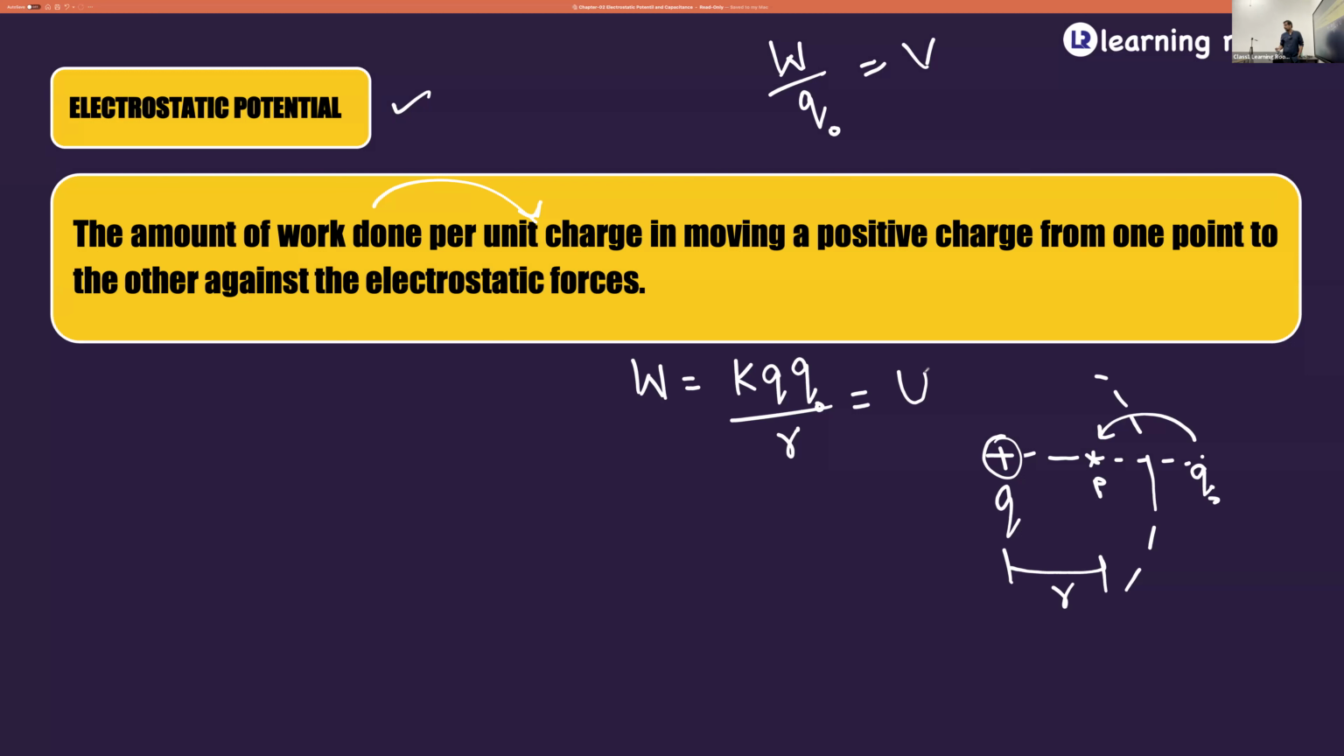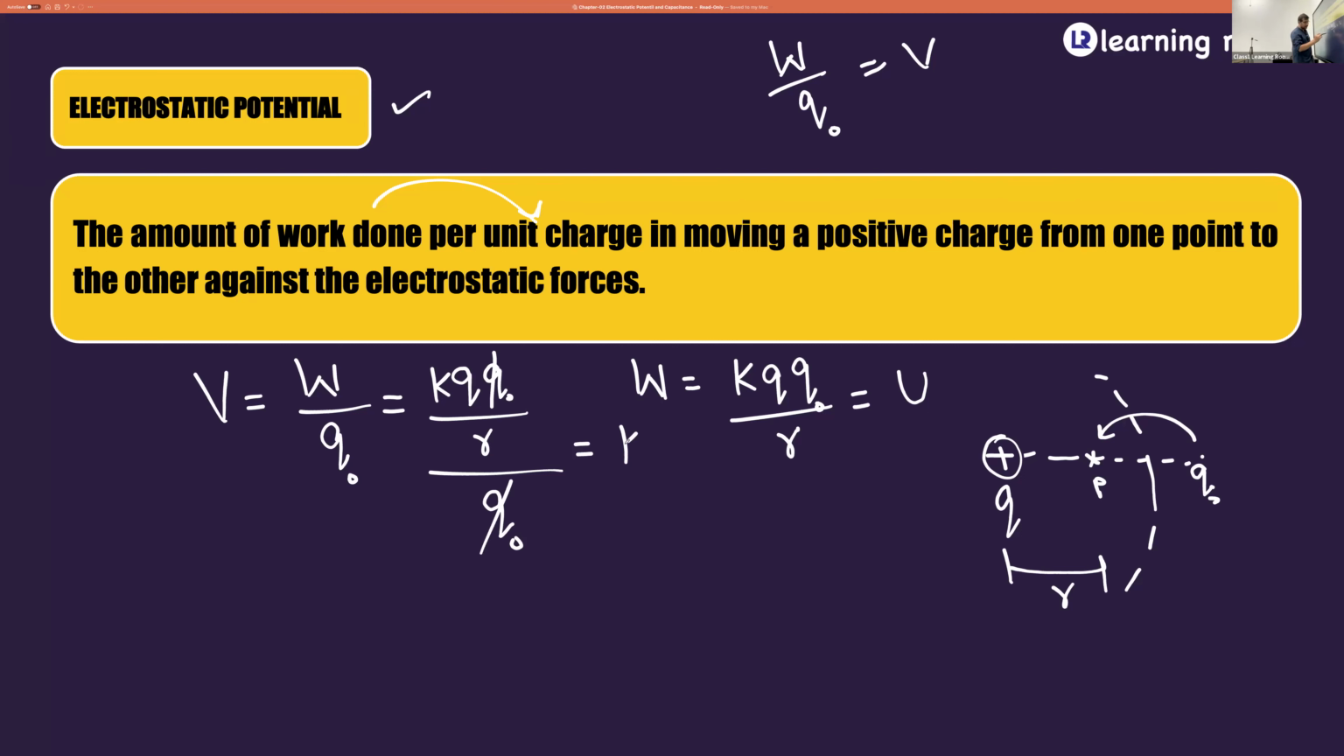If you are asked to derive electrostatic potential, till this step you follow whatever you did in the previous case. The only extra part is you write V is equal to W divided by whatever charge was moved. So the amount of work done per unit test charge is what is called electrostatic potential. So K Q into Q naught divided by R, the whole divided by Q naught. The answer will be K Q divided by R. Here I didn't consider the minus sign because I took only the magnitude.